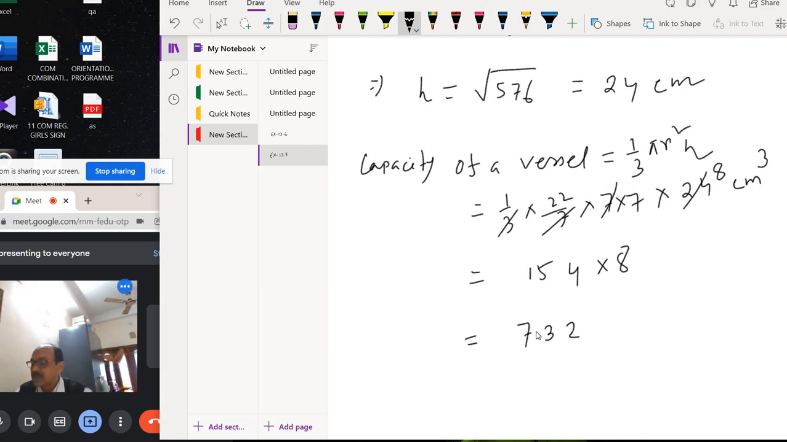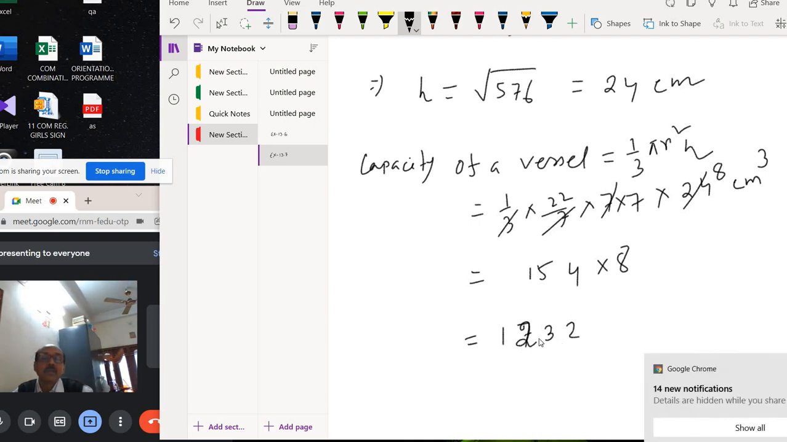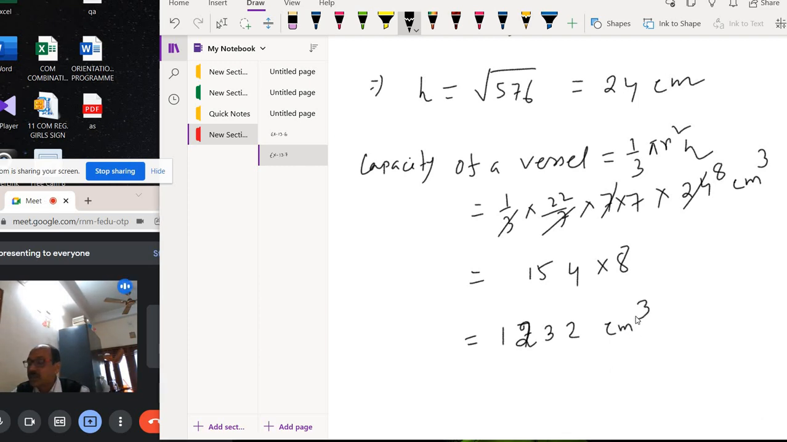The answer is 1232 centimeter cube. Sir, now convert it into liter.